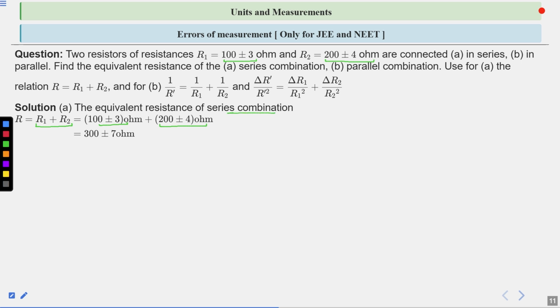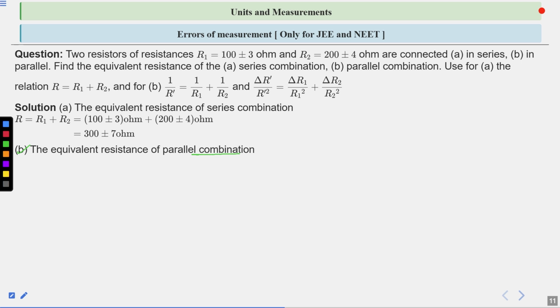So when we add 100 plus 200, it will be 300. And for the plus minus 3 and plus minus 4, it will be plus minus 7 ohm. So this is the equivalent resistance of the series combination. Second is the equivalent resistance of the parallel combination.